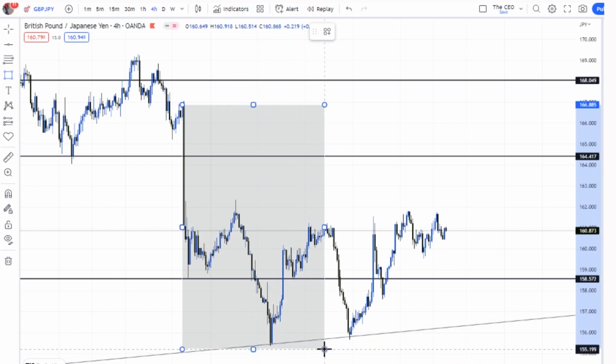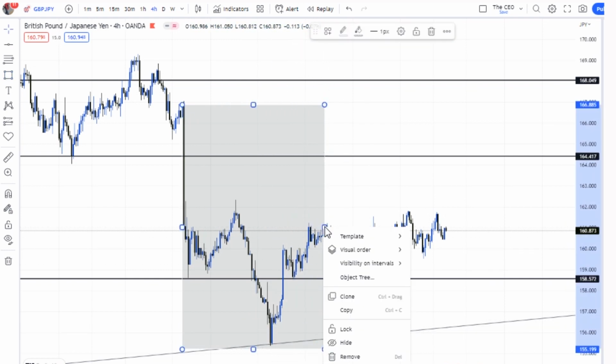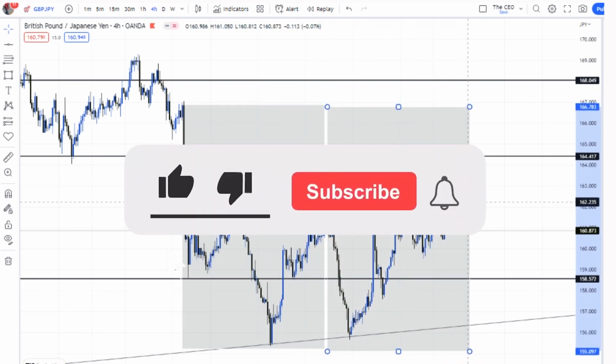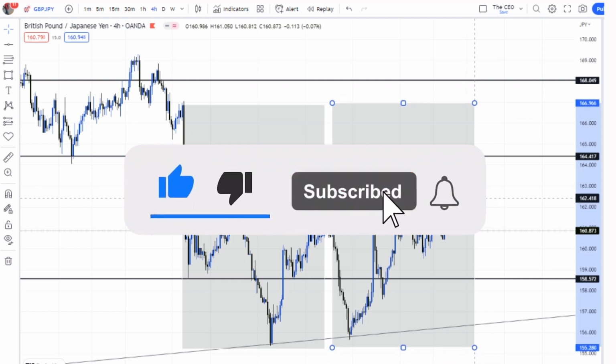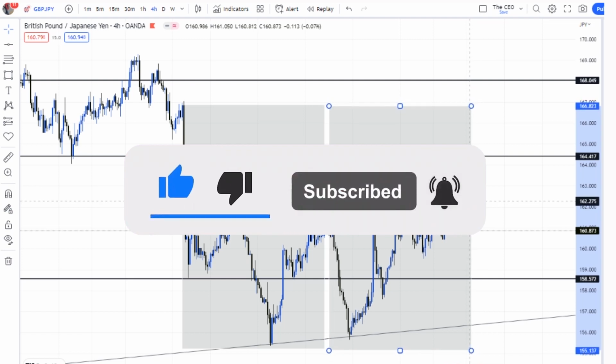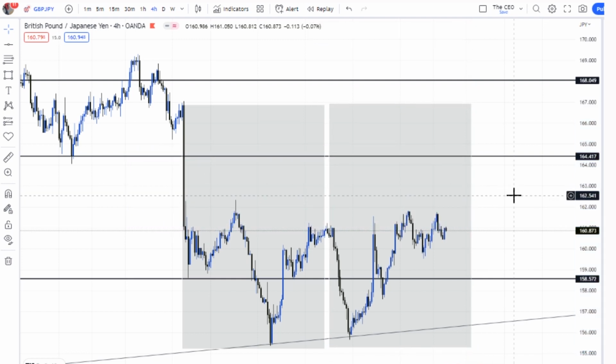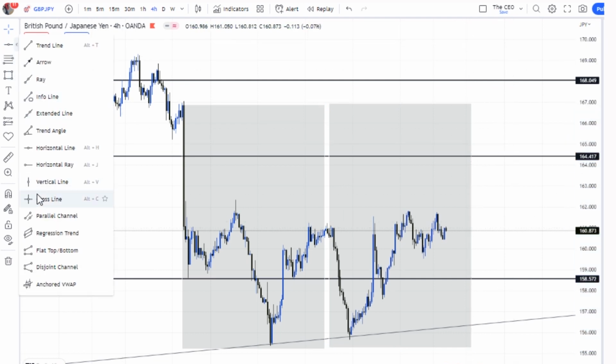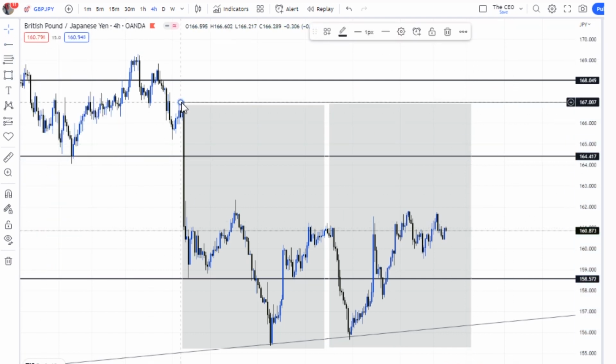So we do that, then we clone it and put it here. This is what we anticipate the market is going to be doing. Remember, it's a no-brainer. Let's put a horizontal right here. Our anticipation is that the market is going to end here.